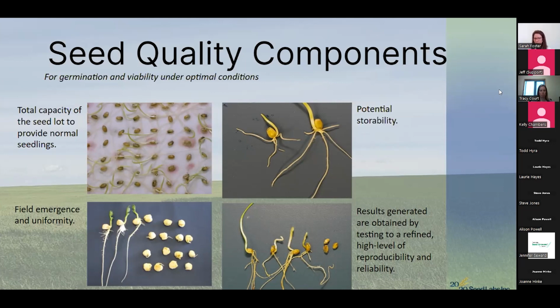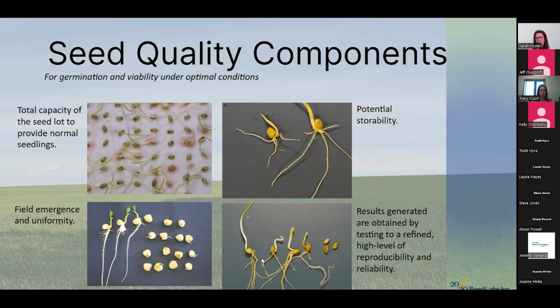So when we do a germination, we're looking for the total capacity of that seed lot to provide normal seedlings under optimum conditions. When we see field emergence and uniformity, in the slide at the bottom with the peas, you can see that there are obviously some issues with mechanical damage. When we see mechanical damage, it's usually quite severe. In this case, you can see the seeds to the right have lots of splits and cracks, and it has affected the growing points of the pea. It's only the 3 on the left-hand side that are normal. This is done again in optimum conditions in the laboratory, this is a germination test. You can see that this would not potentially be a uniform lot, and it certainly isn't going to store for very long.